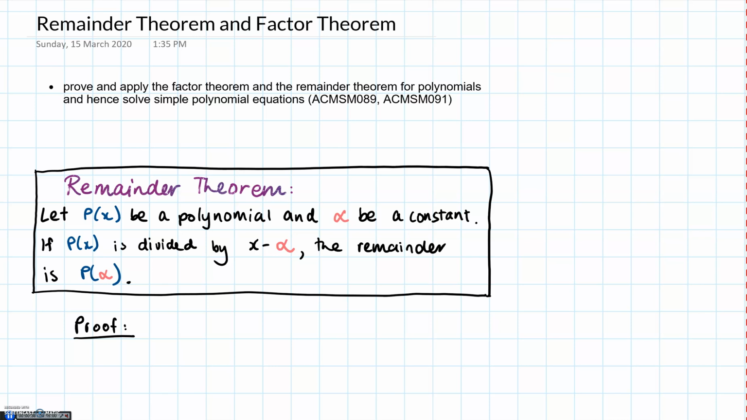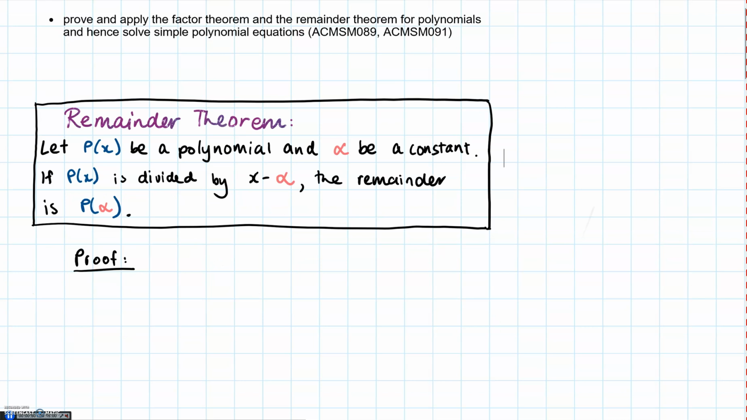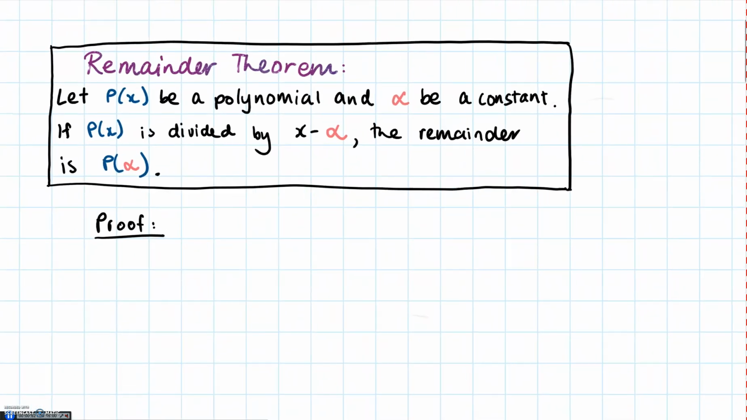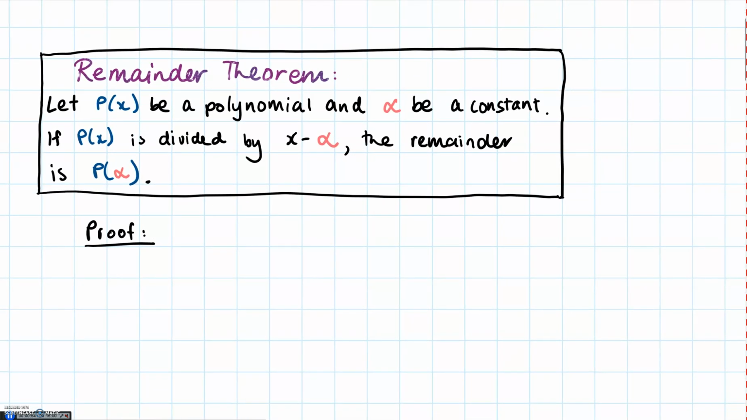The remainder theorem and factor theorem are two really important theorems in the study of polynomials. So let's go through it. The first one is the remainder theorem. I have it in this box over here. The remainder theorem tells us that if we have a polynomial p of x, and we have a constant alpha, where alpha, this red A-looking thing, is just a number.